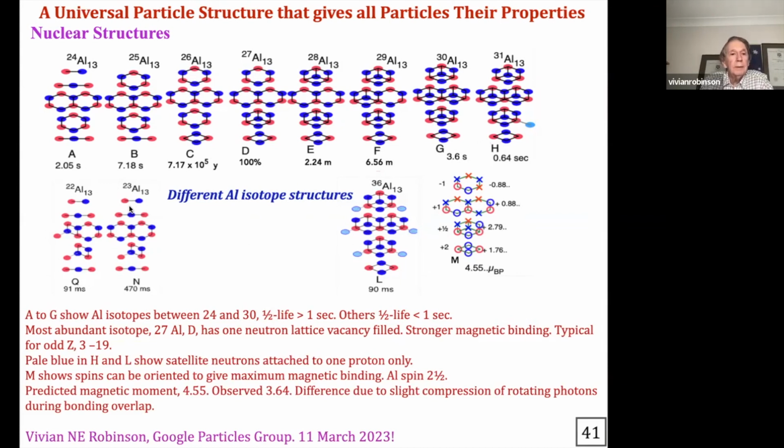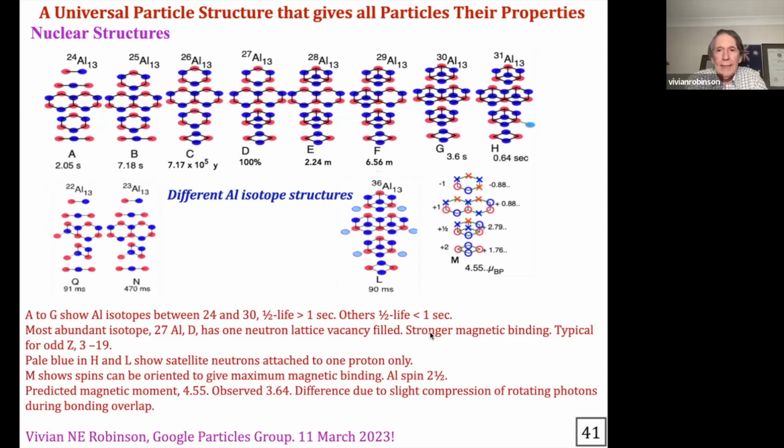Here again, showing removing one neutron below that one second neutron, the half-lives diminish. And showing here where some neutrons have been attached to some protons, as mentioned earlier, half-life is quite low.